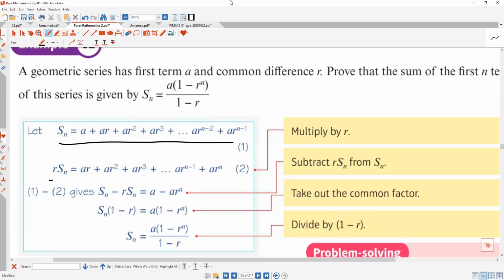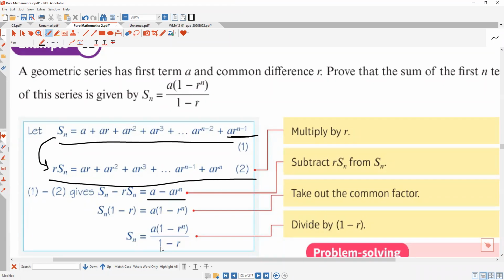I'm pausing the recording. They actually did multiply r on both the sides. At first, they wrote a plus ar squared, and so on, at the end of the day, ar raised to n minus 1. Then they multiplied r on both the sides. Then they subtracted this Sn with the rSn, and you ended up getting this. Then Sn is common, 1 minus r, and cross multiply. This one is very easy to learn by heart, to be honest.